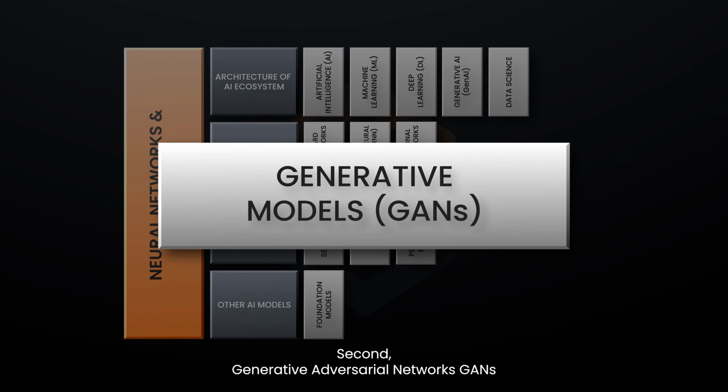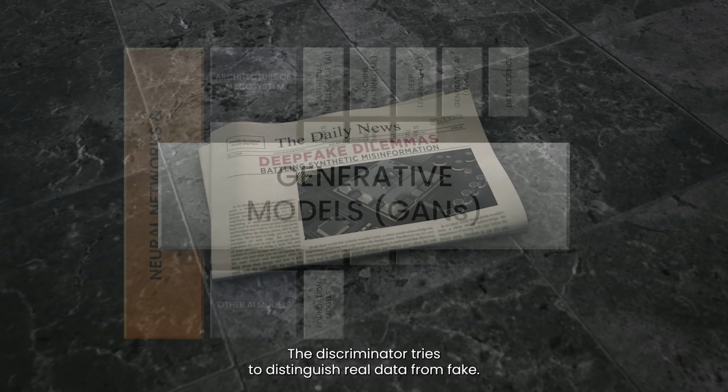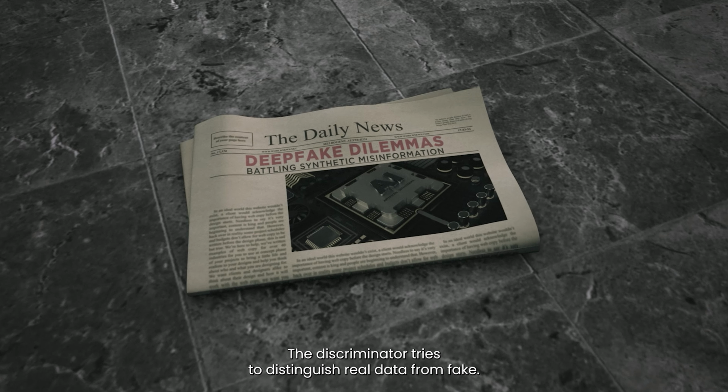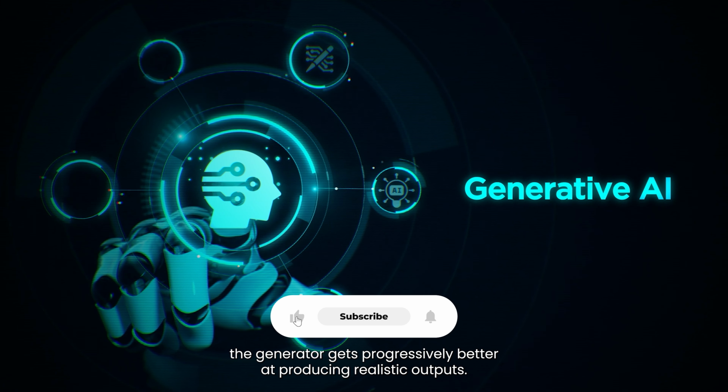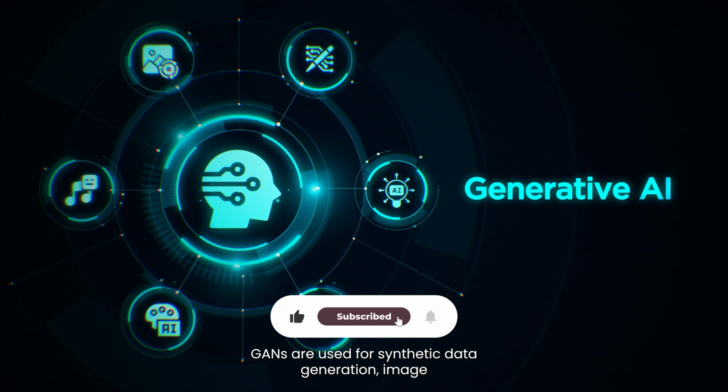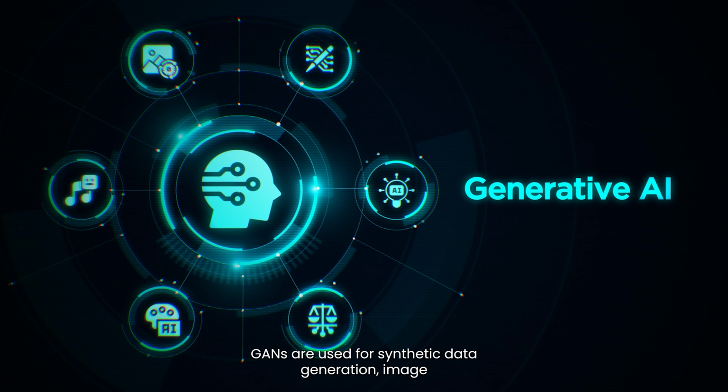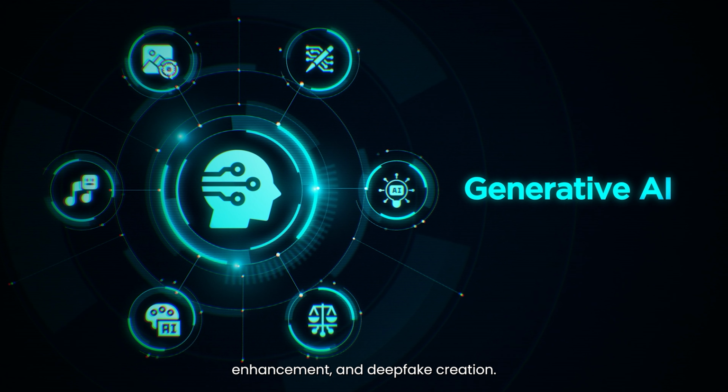Second, generative adversarial networks. GANs have two components that work in opposition. The generator creates synthetic data. The discriminator tries to distinguish real data from fake. Through this adversarial process, the generator gets progressively better at producing realistic outputs. GANs are used for synthetic data generation, image enhancement, and deepfake creation.